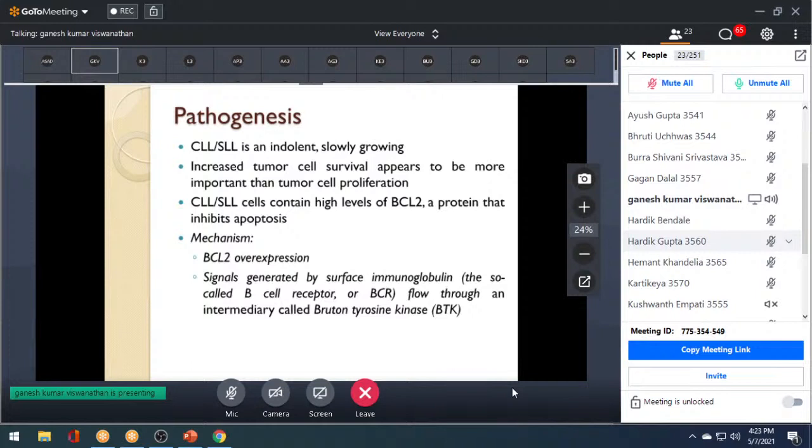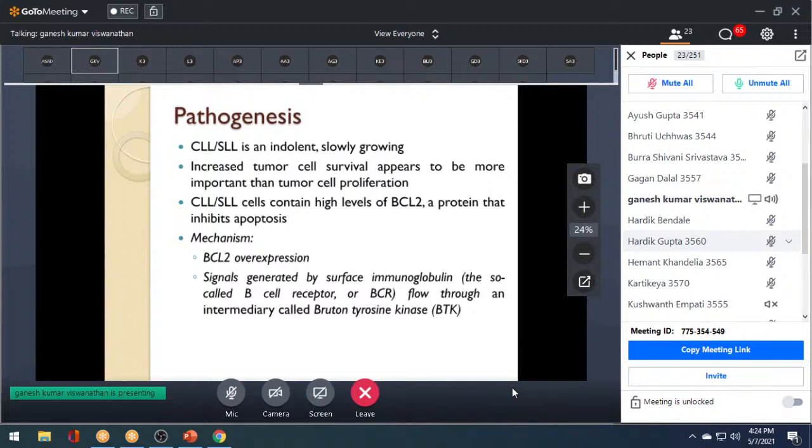something changes. So here, there are two main mechanisms of tumor cell production. One is increased proliferation and increased survival. So either the cell proliferates more so that it accumulates, or even if it's not proliferating that much, if the survival of the cell is prolonged, it causes increased tumor survival. One important feature is BCL2 overexpression, or high levels of BCL2 within these CLL SLL cells, which is an anti-apoptotic protein. So this results in increased survival of these cells.